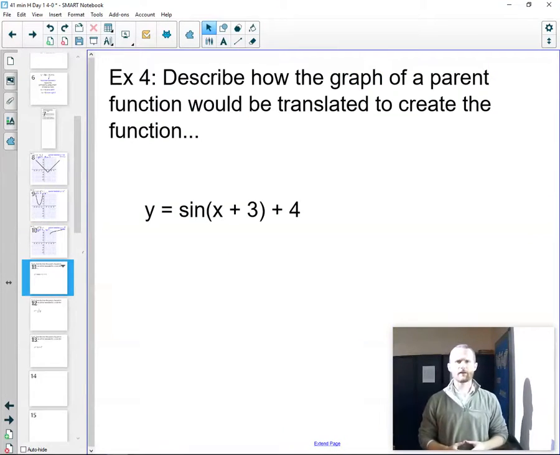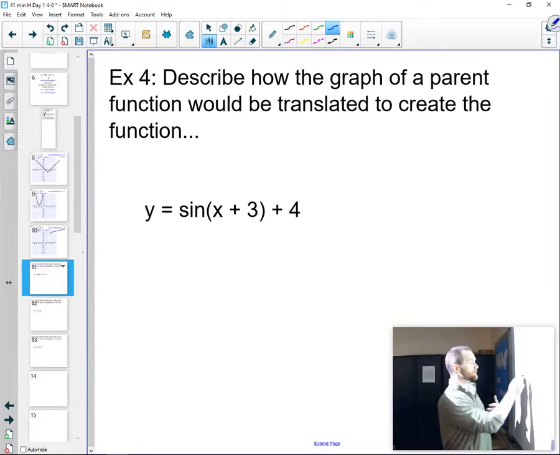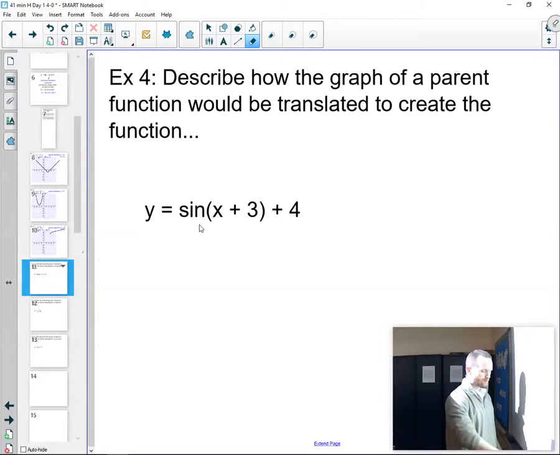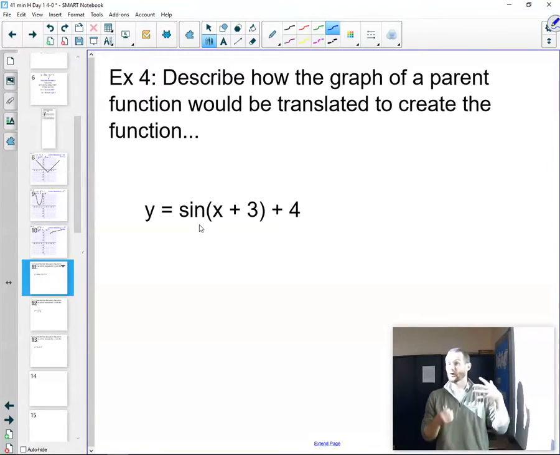So now we don't have a graph, and it's just saying to describe how the graph of a parent function would be translated to create the function y equals sine the quantity x plus 3 plus 4. Now again, hopefully you remember sine from last year in geometry, but even if you didn't, you probably didn't go over what the graph of a sine function would look like, but it doesn't matter. We follow the same rules.